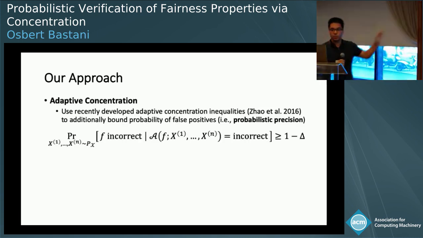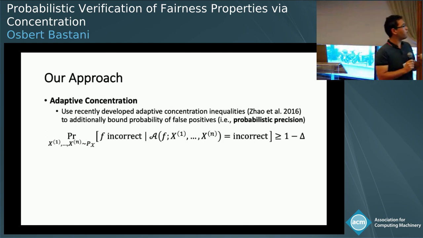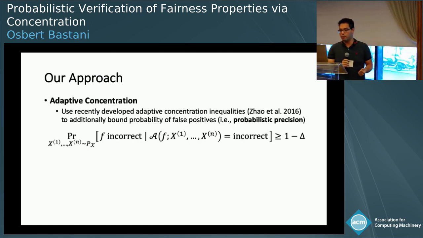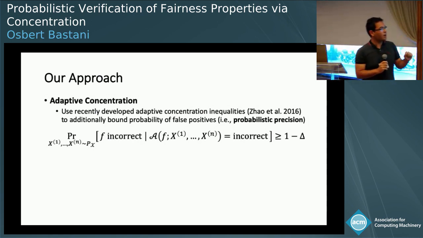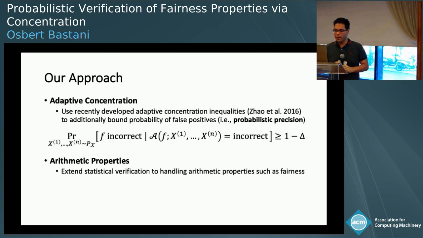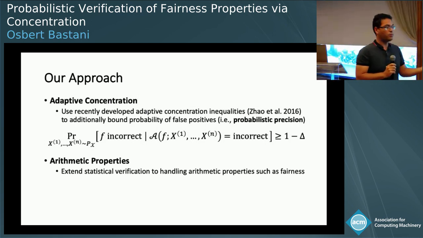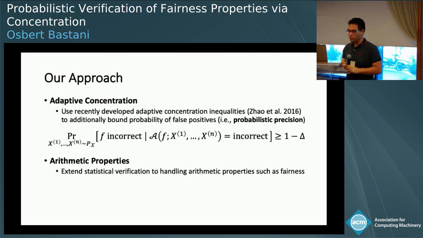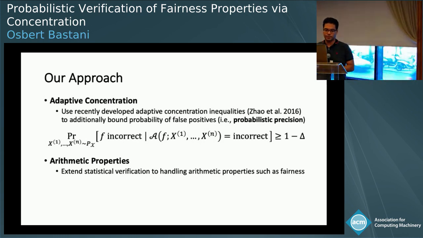So our approach, as I said, is going to build on these techniques, but we're going to improve them in 2 ways. So first of all, the existing techniques can't actually be used to obtain a probabilistic analog of precision. Basically, that gives a bound on the probability of false negatives, but our technique will actually be able to do so. And second, existing techniques can't actually handle most commonly used fairness properties because they're arithmetic properties. And we'll see what that means in a second. But our techniques will extend the existing tools to be able to handle these kinds of properties.